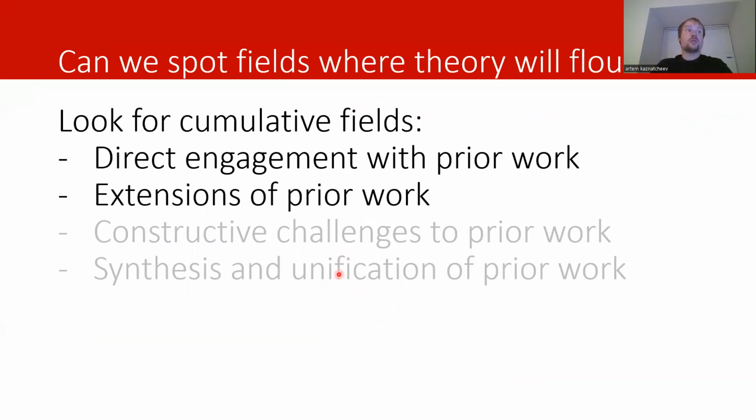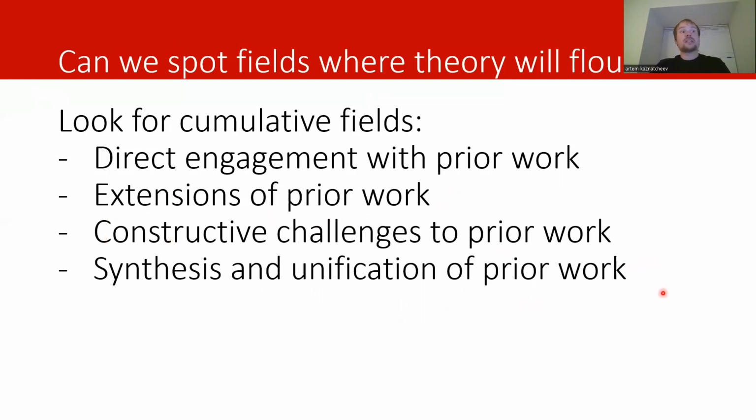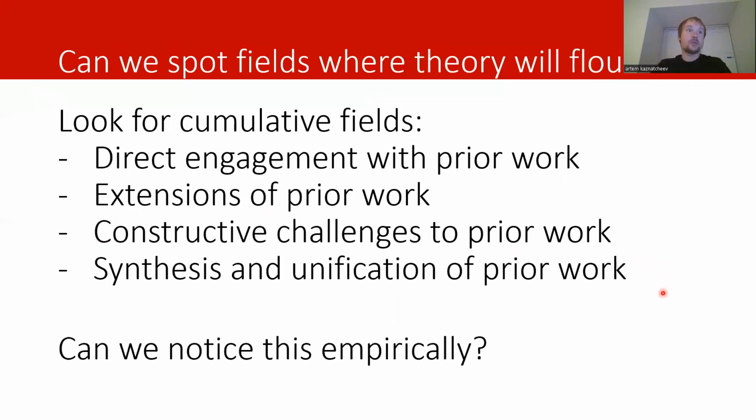We need to look for fields where new work extends prior work directly, so it takes an existing model and simplifies it or abstracts it, or tweaks it in some way, that challenges prior work constructively on its own terms, and that has reviews that synthesize and unify prior work instead of just listing the results. And the question that I have is, if we want to distinguish fields that have these features from fields that don't yet have them, can we notice this empirically? And I think we can by looking at citations.